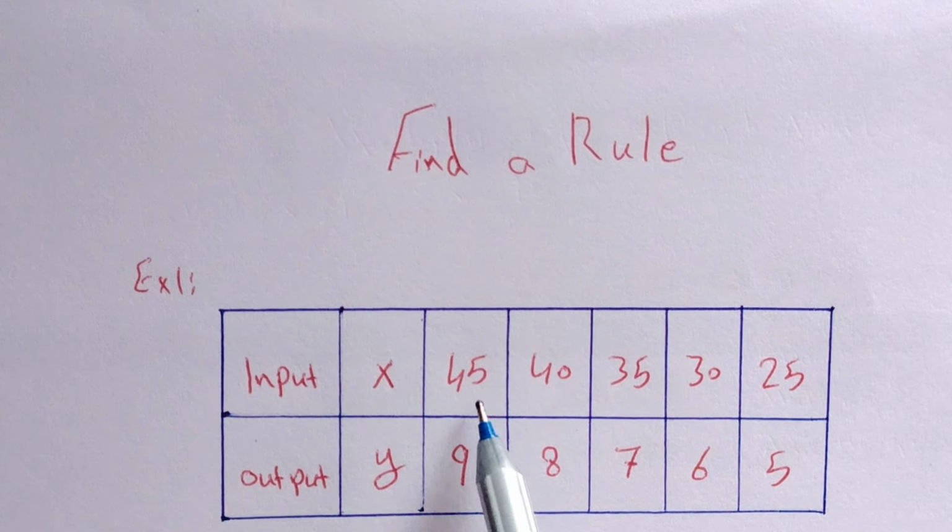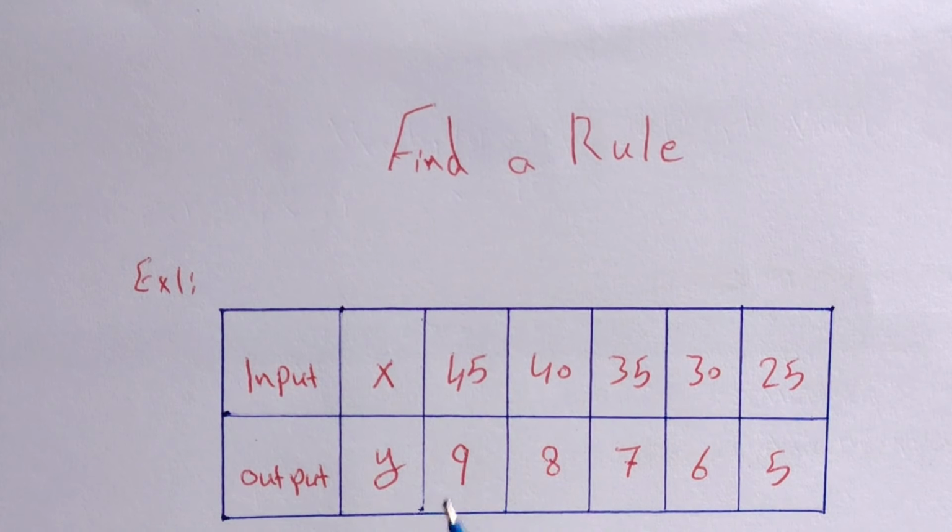If our input was greater than the output, for example, 45 is greater than 9 here, then our rule should be division. But if the input was smaller than the output, then our rule will be multiplication. But now, since the input is greater than the output, our rule should be division.